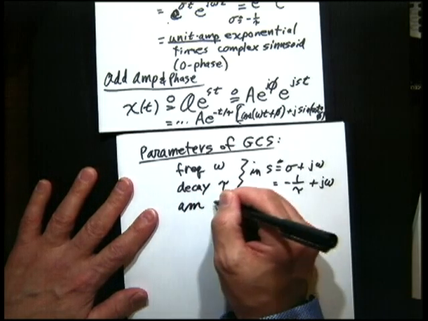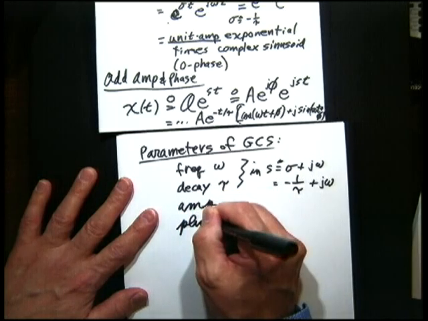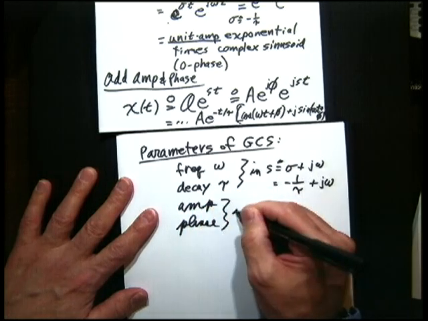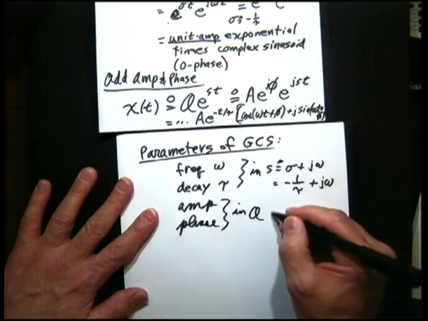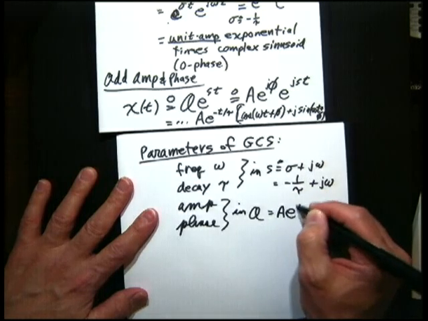Then we also have the amplitude and phase, and those are in the complex amplitude a e to the j phi.